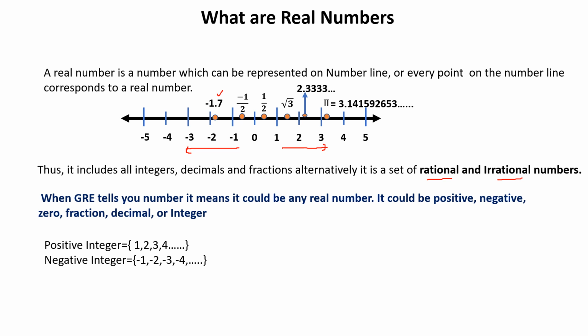If it tells you it's a negative integer, that means it can be -1, -2, -3, -4 and so on. But if it tells you that the number is a non-negative integer, that means it has 0 as well as all the positive integers. So what do we conclude from here? That 0 is neither negative nor positive. And this is something very important which is tested on your test.